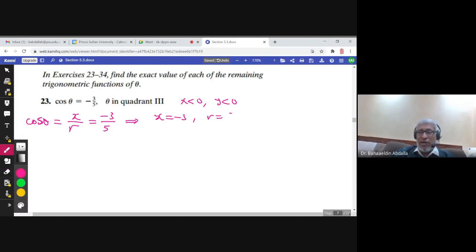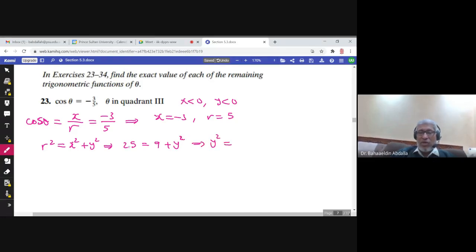I need to find y. So I know that r squared equals x squared plus y squared. So 25 equals 9 plus y squared. So y squared would be 25 minus 9, 16. And now y would be square root of 16, which is 4.